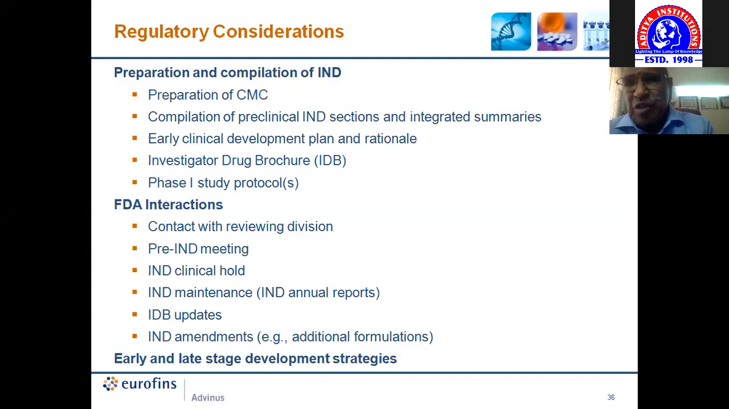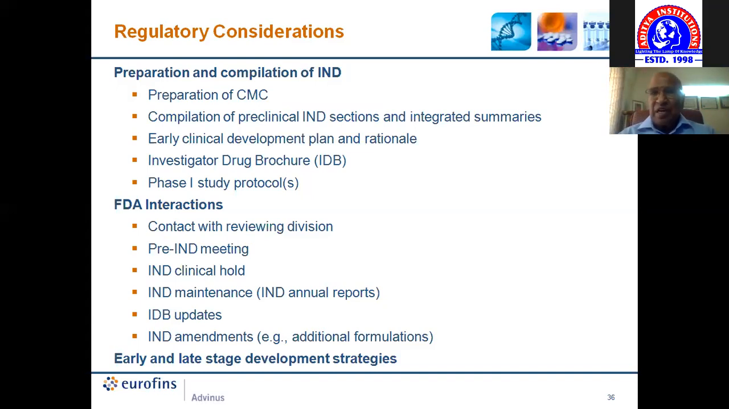CMC: chemistry, manufacturing, control, chemistry, synthesis, impurities, bulk production. This is the single most important thing, very, very important. Compilation of all the toxicology data in the IND, very important. Early clinical development plan and the rationale, and the investigator brochure. These are all very important components of a drug development plan.